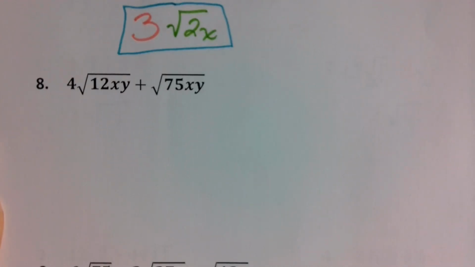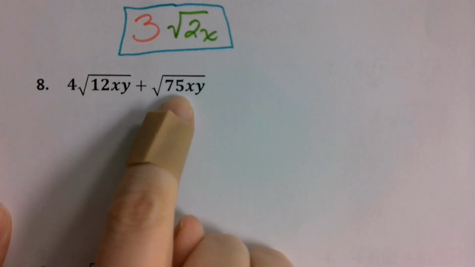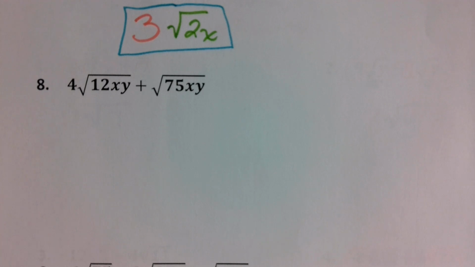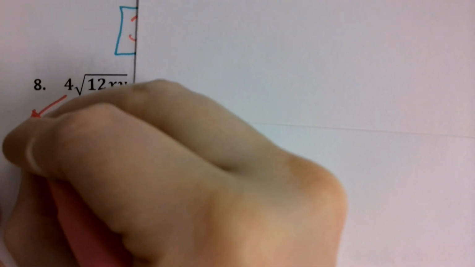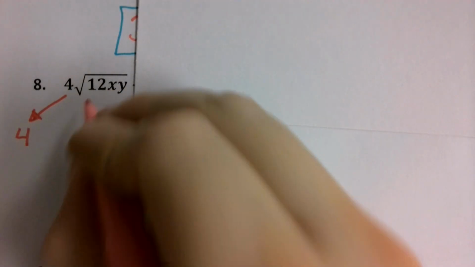All right, let's take a look at problem 8. Problem 8, we have 4 square root of 12xy plus the square root of 75xy. So again, we're going to just focus on them one part at a time. If it makes it simpler for some of you, maybe if I just hide that part, and let's just focus on simplifying that. It's just one single problem that I'm simplifying. That 4 is going to come right on out into the front. It does not have any radical around it. It's just a 4. The square root of 12xy. Let's break the 12 up. How can I break the 12 up?